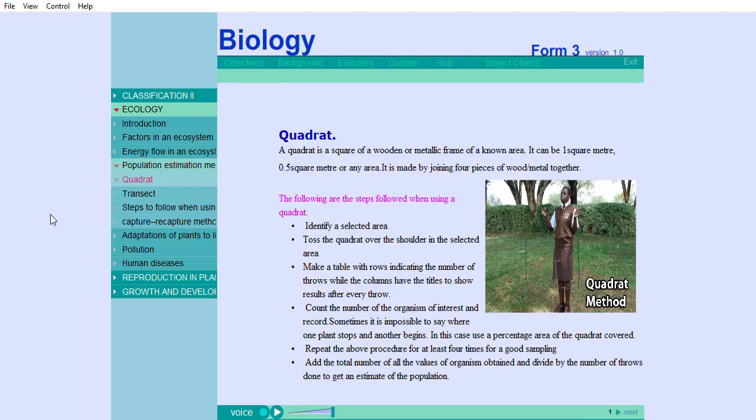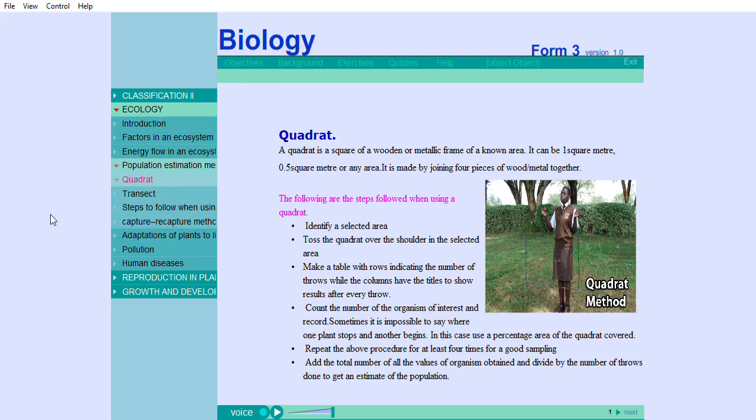Quadrat. A quadrat is a square of a wooden or metallic frame of a known area. It can be 1 square meter, 0.5 square meters, or any area. It is made by joining 4 pieces of wood or metal together. The following are the steps followed when using a quadrat. 1. Identify a selected area. 2. Toss the quadrat over the shoulder in the selected area. 3. Make a table with rows indicating the number of throws, while the columns have the titles to show results after every throw. 4. Count the number of the organism of interest and record.